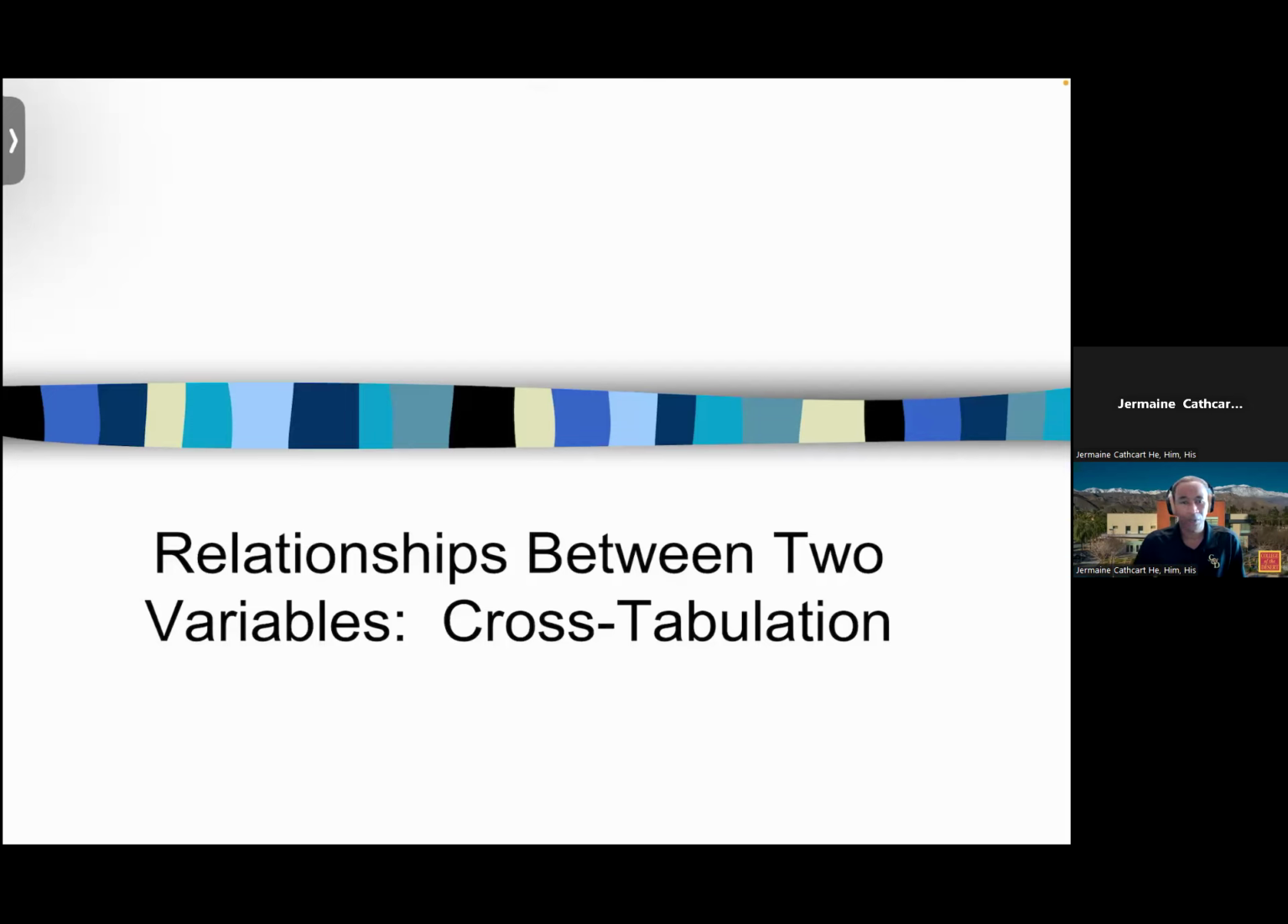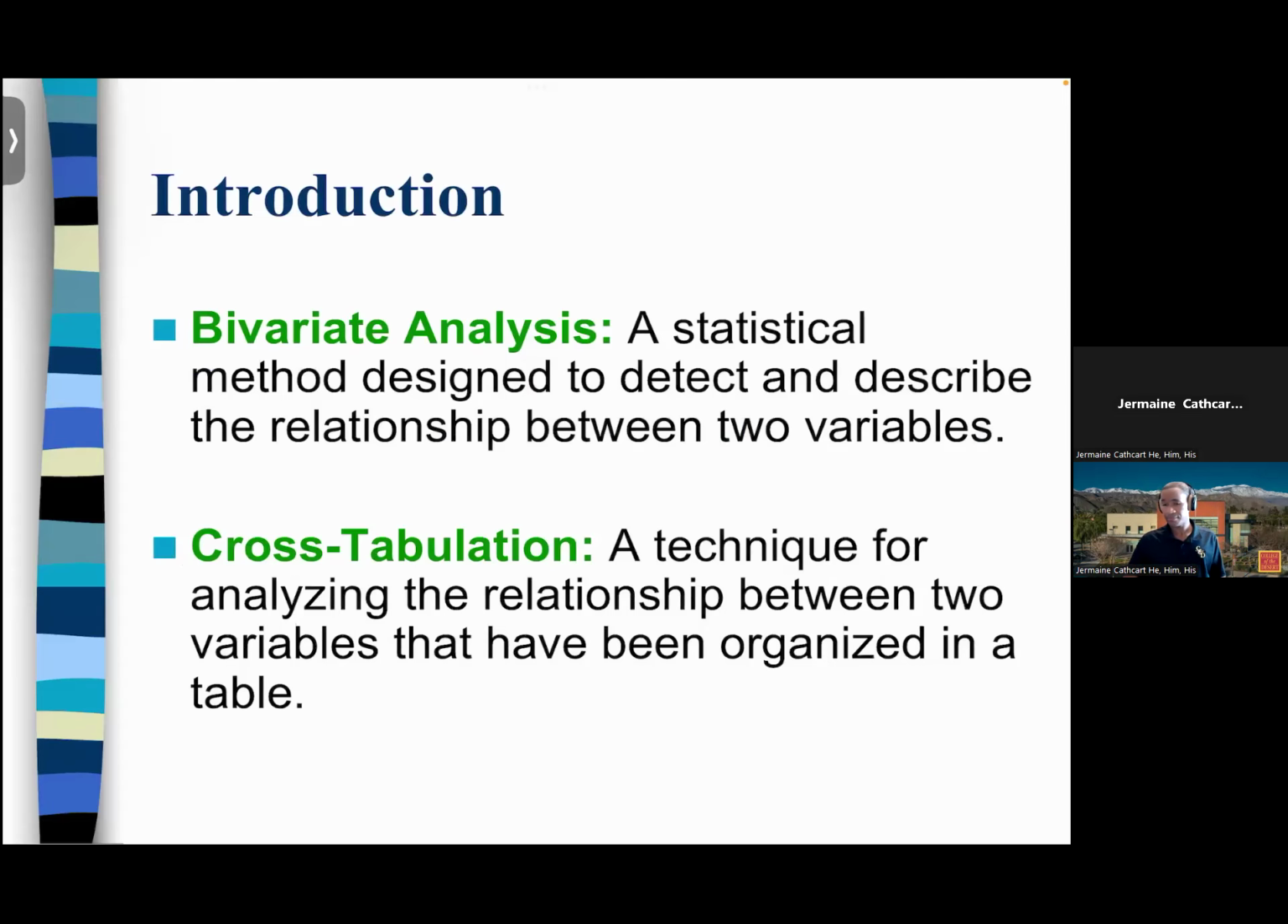And we're going to look at how we analyze crosstabs as the eyeball test before we start more advanced statistical analysis, for example, chi-square and the measures of association that we're going to be discussing next week in chapter 10. Okay, so quick introduction. So what is bivariate analysis and what are crosstabs? Bivariate analysis is a statistical method designed to detect and describe the relationship between two variables. And like I said, it's a bit of an eyeball test before we actually get into chi-square and the measures of association next week.